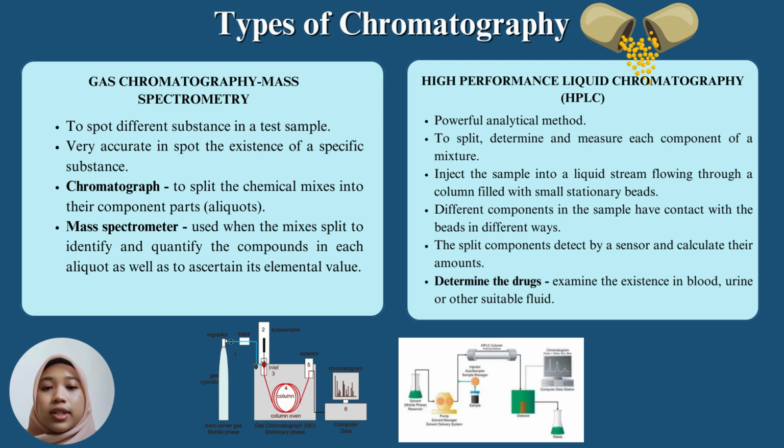Now we're going to the second chromatography, which is high performance liquid chromatography, or HPLC. HPLC is a powerful analytical method that can split or break down and measure each component of a mixture. It works by injecting the sample into a liquid stream through a column filled with small stationary beads. Different components in the sample have contact with the beads in different ways. It will cause them to split as they flow through the column. The split components are detected by a sensor and their amounts are calculated.